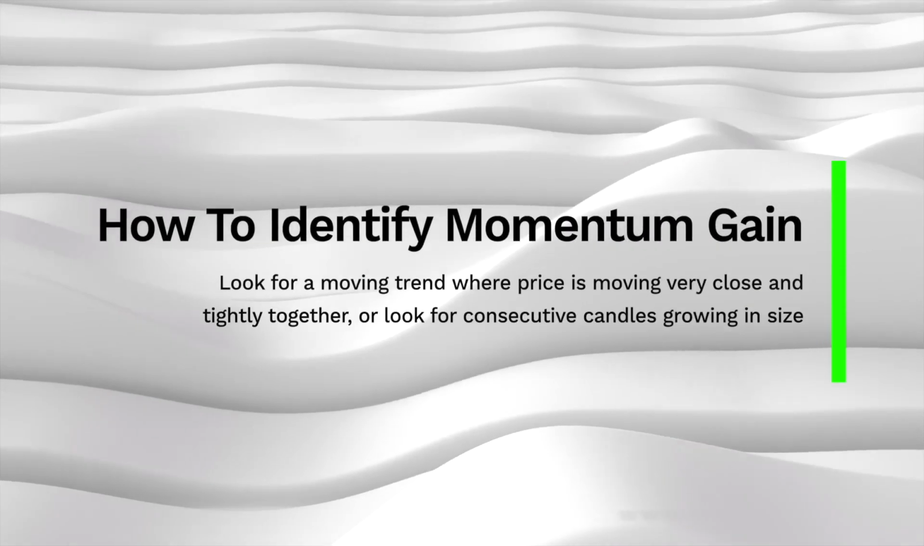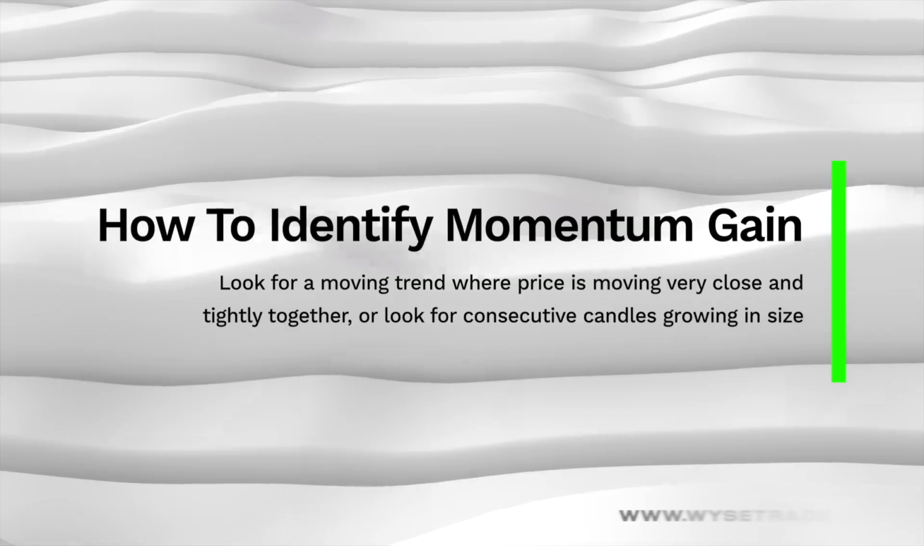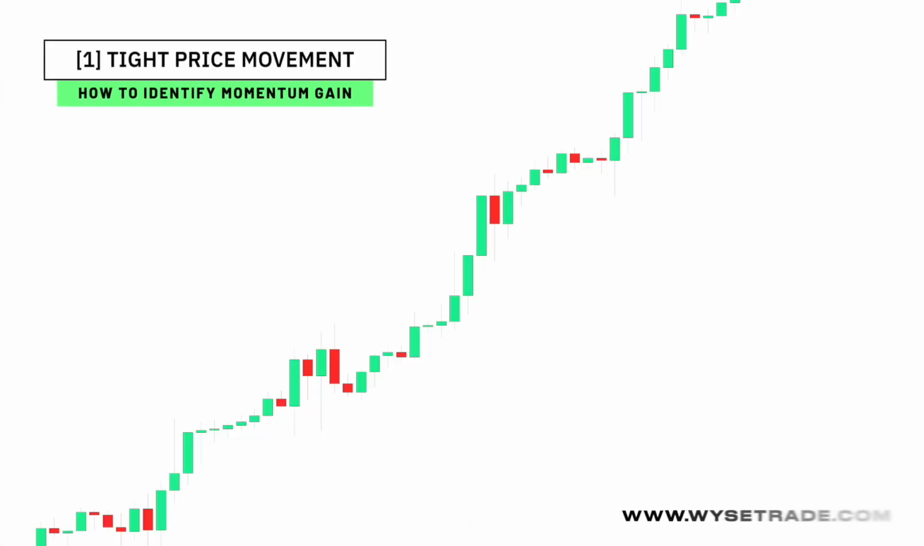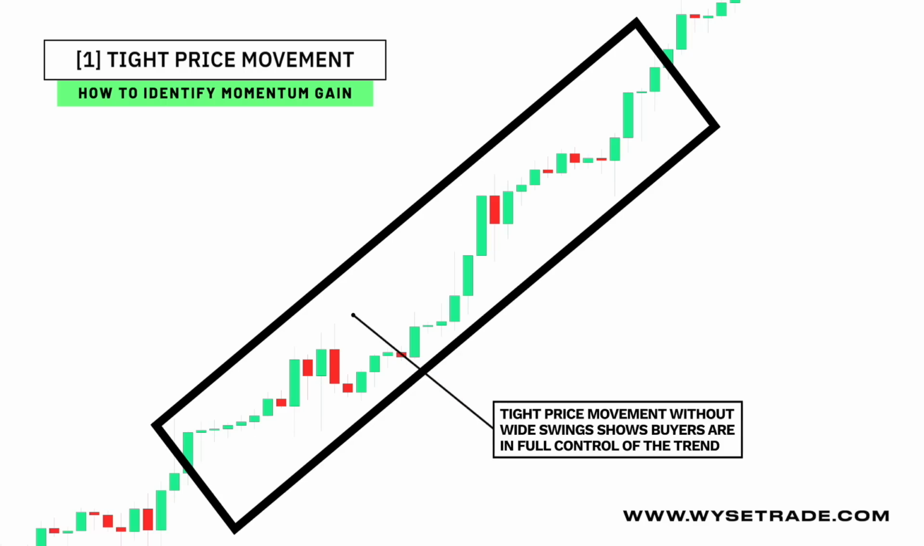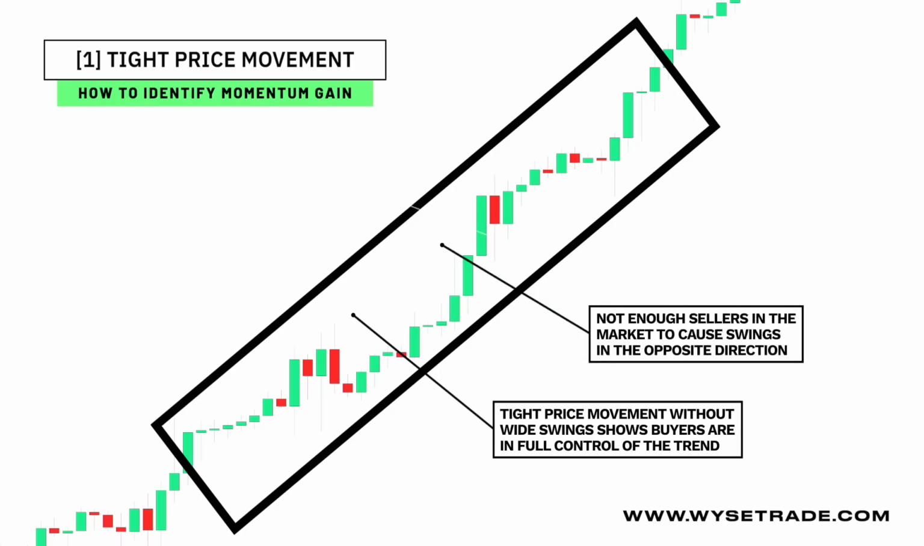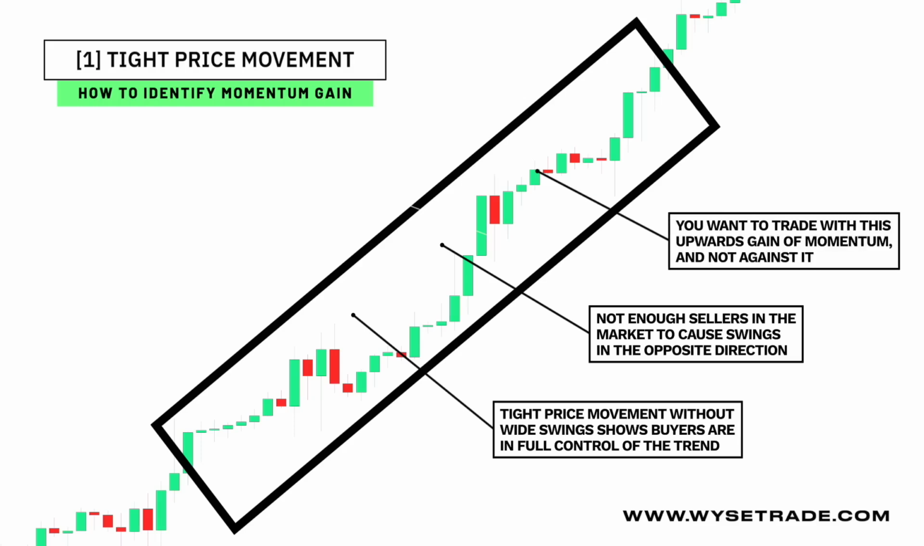So, how do you identify momentum gain? The first way to identify momentum gain is to look for tight price movement. In an uptrend, notice how prices are very tight together without wide swings, which shows buyers are in full control and that not enough sellers are in the market to cause swings in the opposite direction. You want to trade with this upwards gain of momentum and not against it.